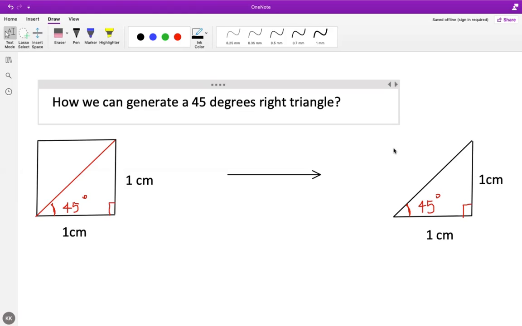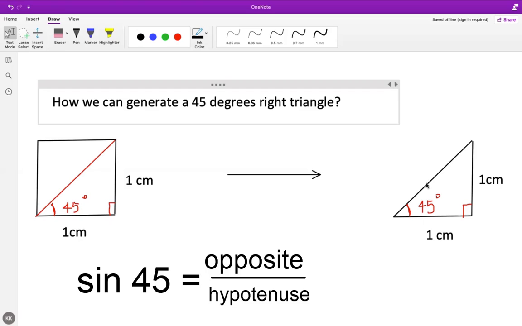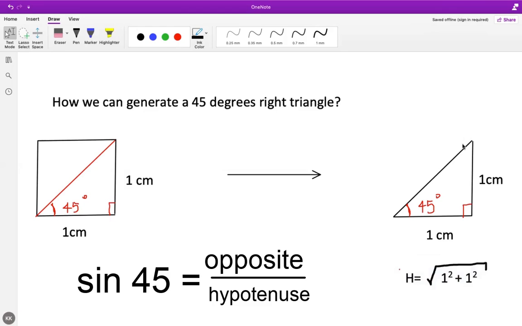Next we want to calculate sine 45 degrees. For sine 45 degrees, we need the opposite side and the hypotenuse, so 1 divided by the hypotenuse. But the hypotenuse is missing in this situation. How can we find it? We can use the Pythagorean theorem. I take 1 squared plus 1 squared, and then take the square root, so 1 plus 1 is 2, which gives root 2. So the hypotenuse is root 2.